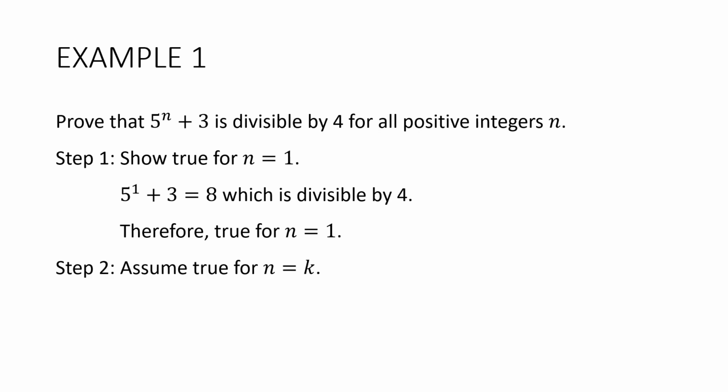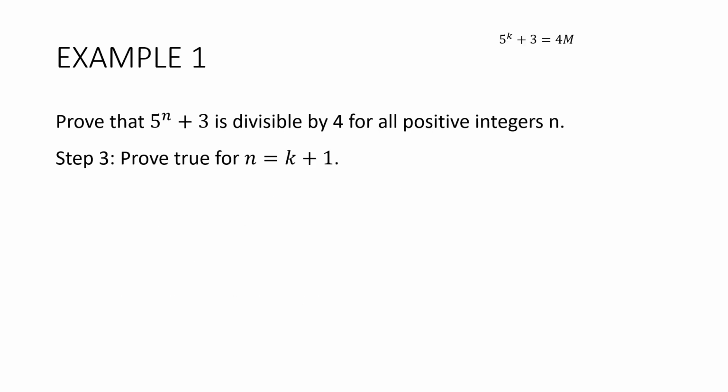Step 2, assume that it's true for n equals k. Substituting the k in, I'm going to write 5 to the power of k plus 3 is equal to 4m, where m is an integer. And step 3, I want to prove it true for n equals k plus 1 using this assumption from step 2. All right, we're going to start by substituting k plus 1 in here.